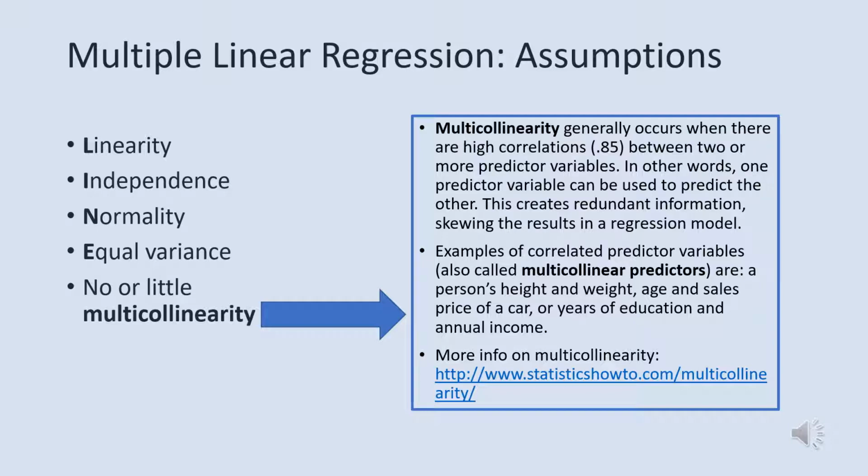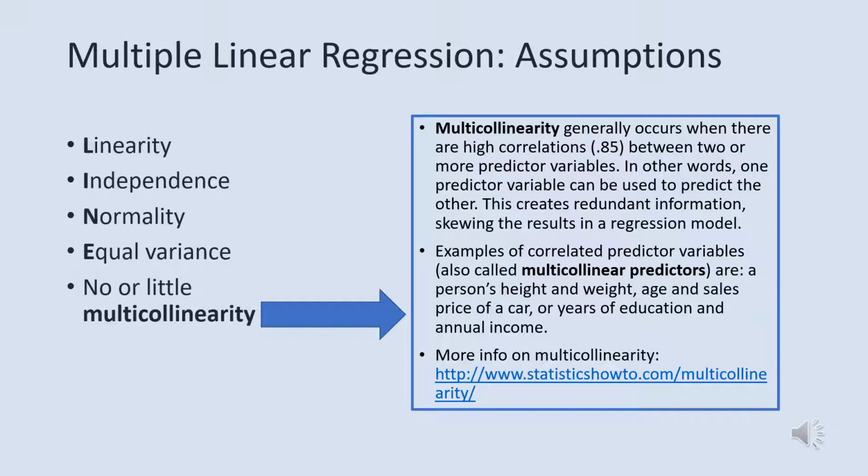So multiple linear regression has another assumption, and that is that there will be no or little multicollinearity. This can occur when there is a high correlation between two or more of your predictor variables. And this can cause one predictor variable to be used to predict the other. This can create redundant information, skew your results, and develop a questionable output in your regression model.